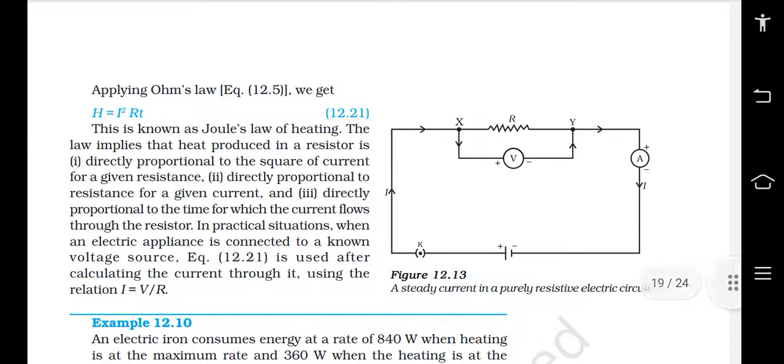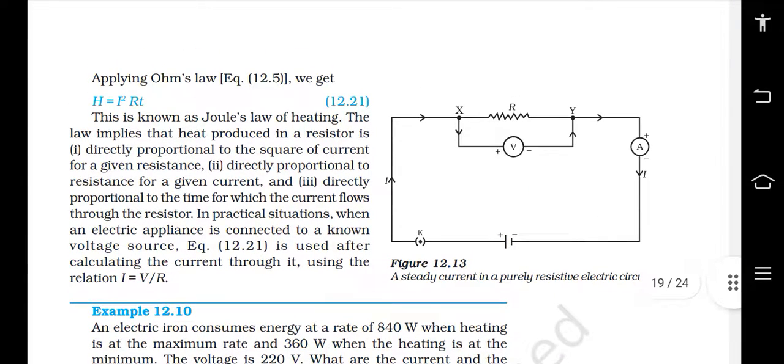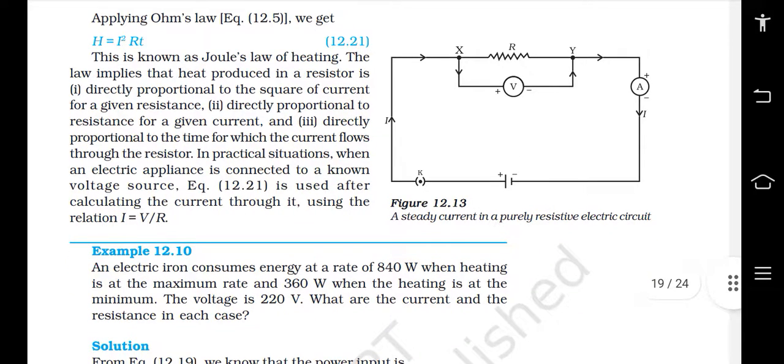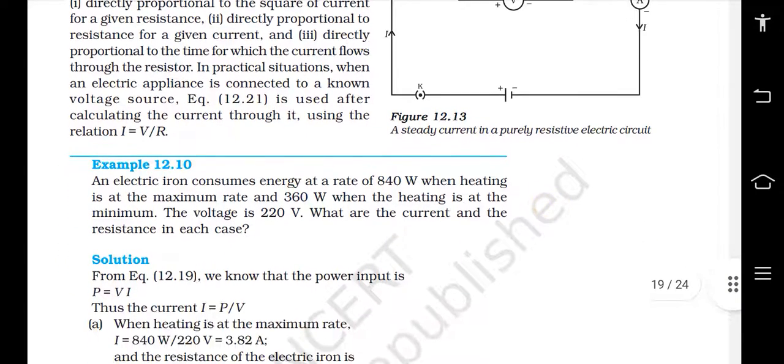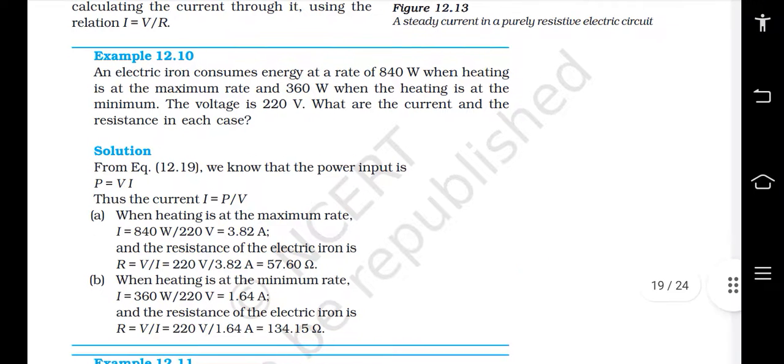Heat is produced in a conductor proportional to three factors: the square of the current, the resistance of the conductor, and the time for which the current flows through the resistor. Three factors are there influencing heat. Okay, so this is Joule's law of heating. Here, example 12.10, one example is given. Let us see.